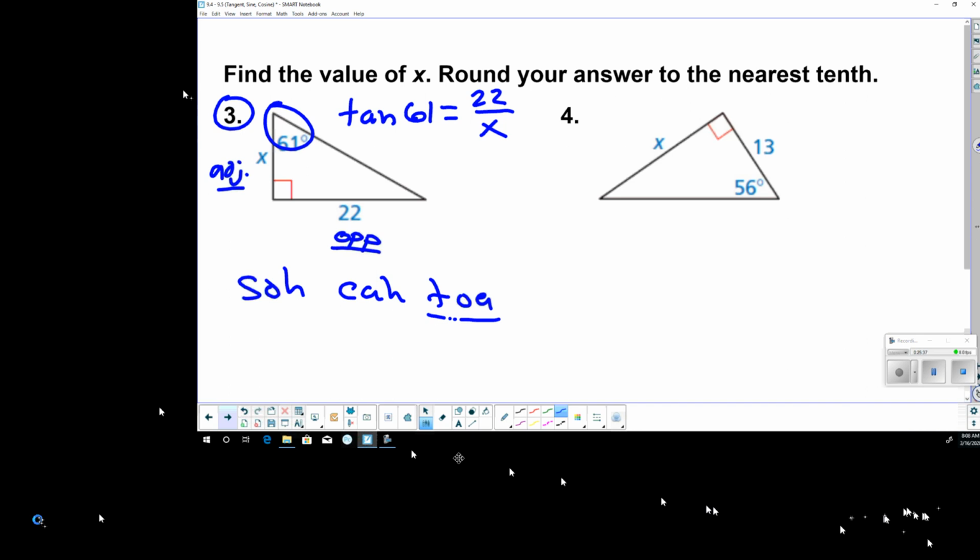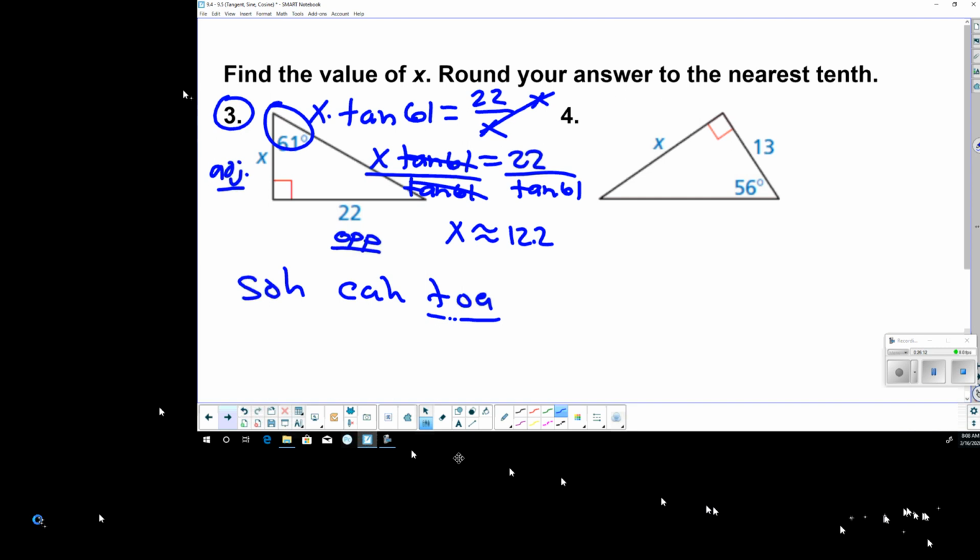Okay, solve this. I'm going to times by x. Times by x, those cancel out. x times the tangent of 61 equals 22. Divide by the tangent of 61. Grab a calculator, plug that in there. So we're going to put in 22 divided by the tangent of 61, and it comes out to be about 12.2. So x is equal to approximately 12.2. You can check number 4. If you want to give that a try, you can pause this and work through that and make sure it makes sense.